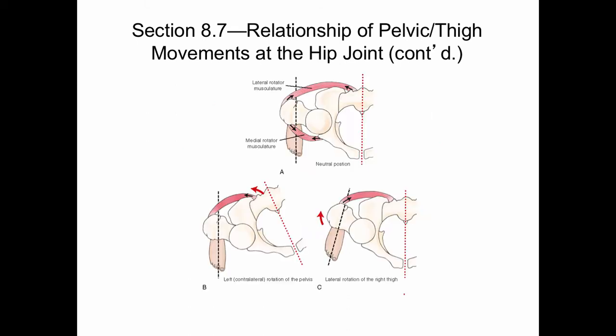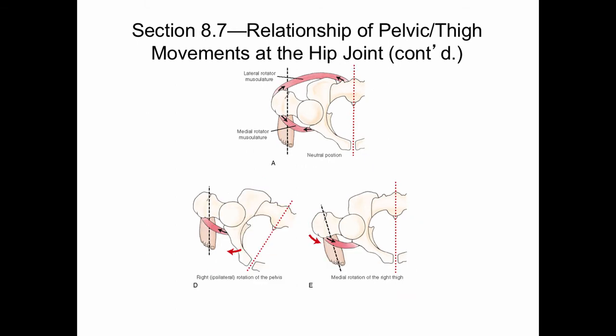Pelvic thigh movement in the transverse plane results from the action of posterior and anterior groups of muscles. The posterior group is often called the lateral rotators of the hip, and these perform lateral rotation of the thigh at the hip joint, as well as contralateral rotation of the pelvis at the hip joint. The anterior group is often called the medial rotators of the hip joint. These medial rotators perform ipsilateral rotation of the pelvis at the hip joint and medial rotation of the thigh at the hip joint.